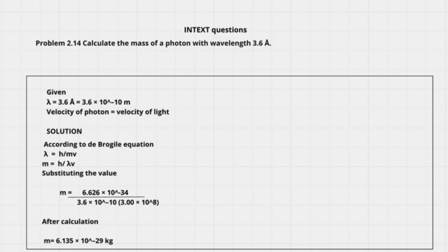Problem 2.14: calculate the mass of a photon with wavelength 3.6 Å. Lambda equals 3.6 Å, equals 3.6 × 10^-10 m. Velocity of photon equals velocity of light.